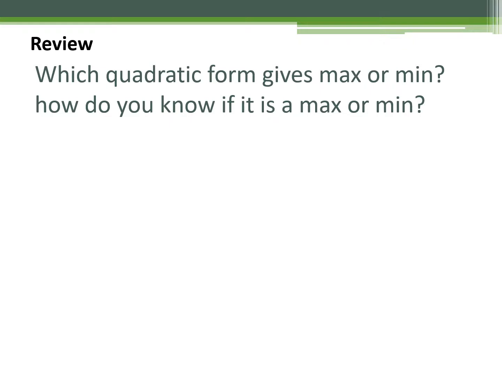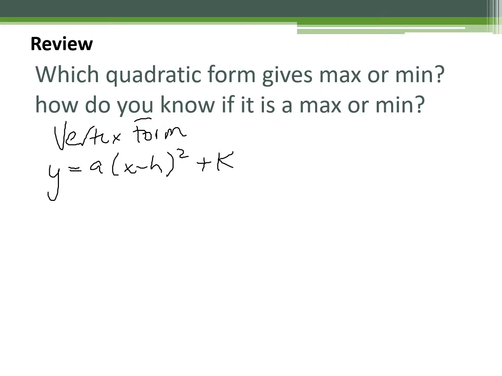So you have to recall which quadratic form gives max or min, and how do you know if it's a max or a min? The form that gives you a maximum or minimum is vertex form. What is vertex form? If you recall, vertex form is y equals a(x minus h) squared plus k. That's what you would have seen in grade 10. We're going to do the exact same thing this year, except instead of y, we'll have f of x at some point. Why does that help you? That gives you the vertex, which has coordinates (h, k).